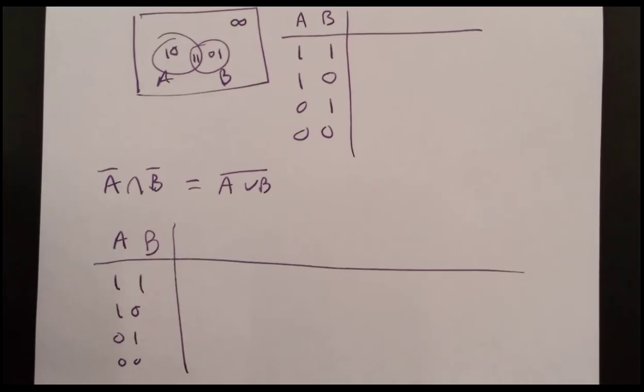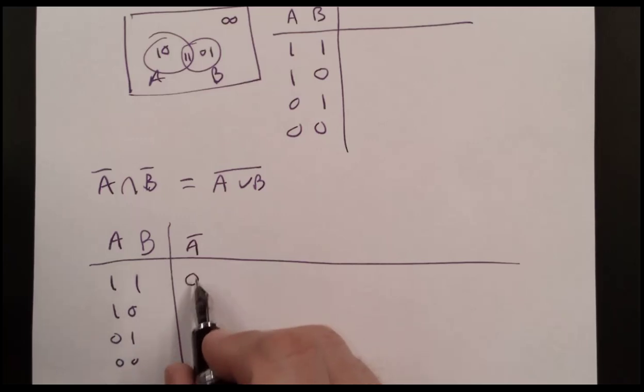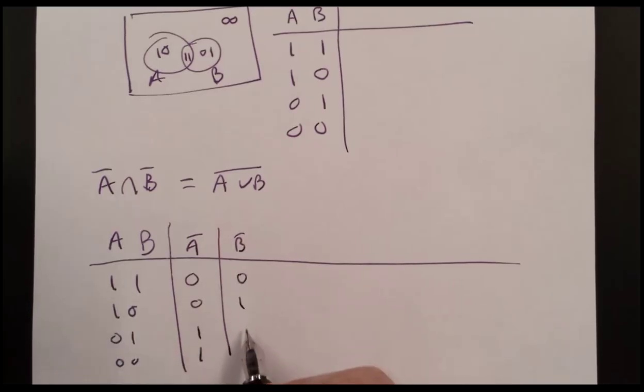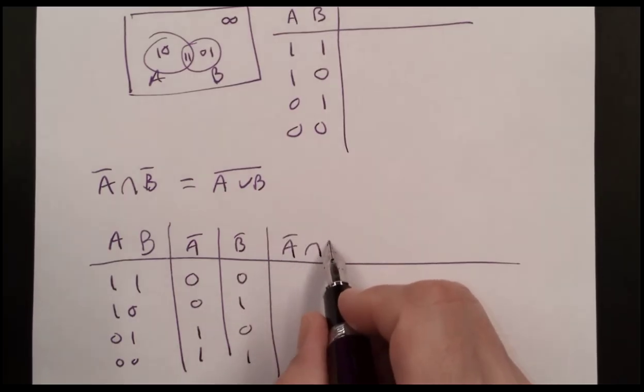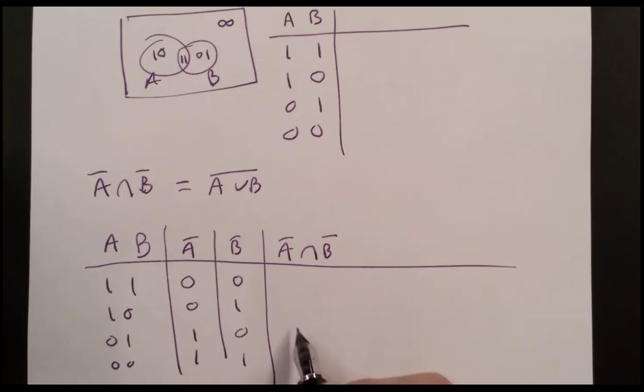Okay, then I need A complement. Well, complement just means flip it around, right? It's not A, 0, 0, 1, 1. B complement means flip it around, 0, 1, 0, 1. A complement and B complement, because that's what the intersection means. It means and. The only thing that should be true is when both are true. I'm using an and. Both are true in the bottom row, and only one or none is true in the top rows.